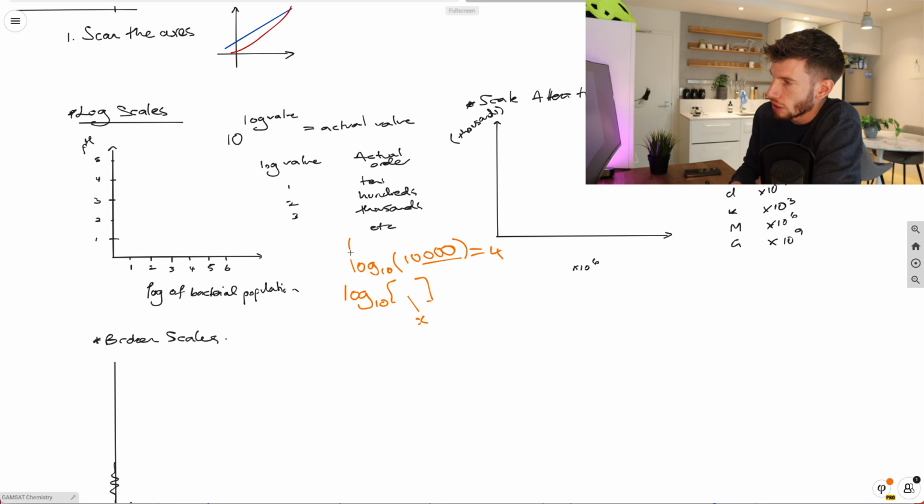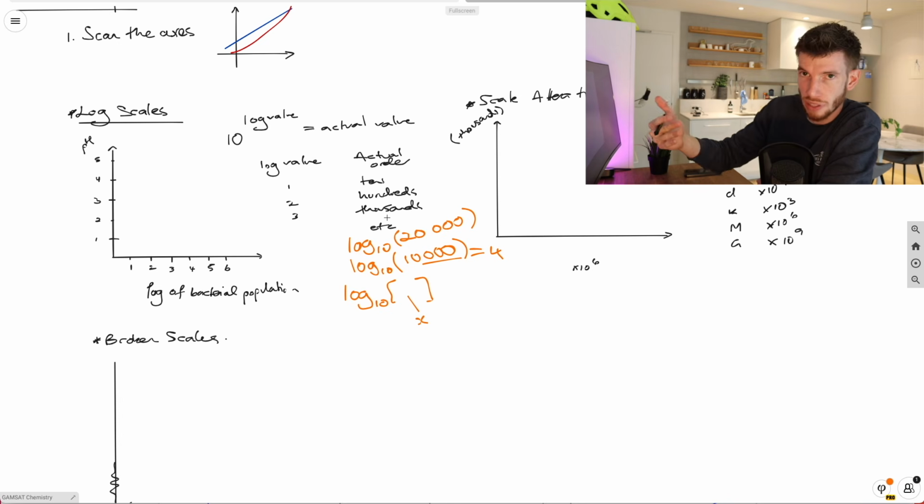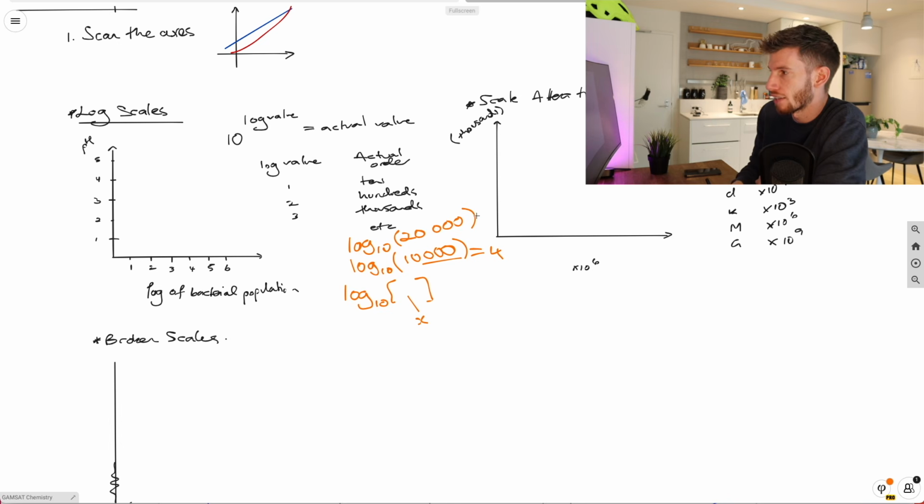If we were logging something that did not start with a 1, say 20,000, then what I would do is go, well, the log of 10,000 is 4, and 20,000 is above that, so it's going to be a little bit more than 4, but it won't be anywhere near 5, because 5 would represent a log of 100,000, 5 zeros. So then I can estimate that and call it maybe 4.2 or something. Coincidence with the 20,000.